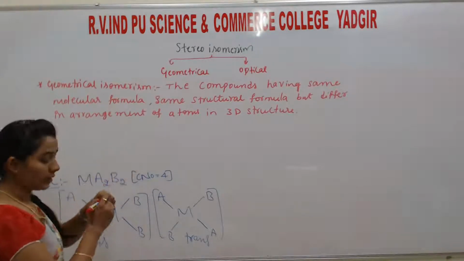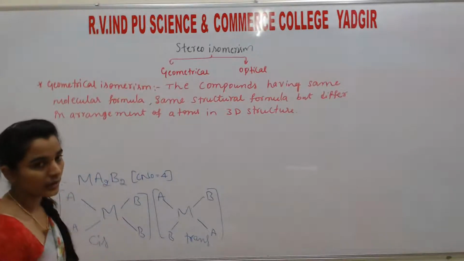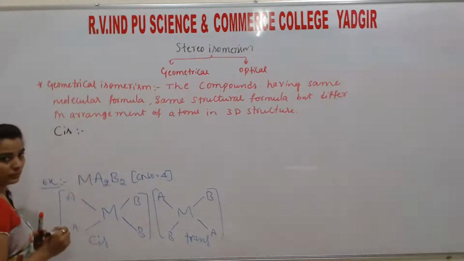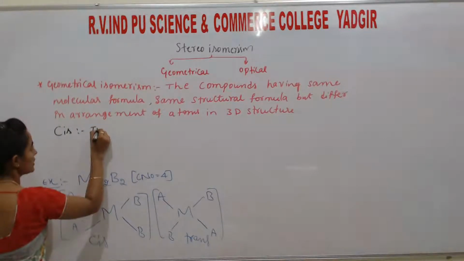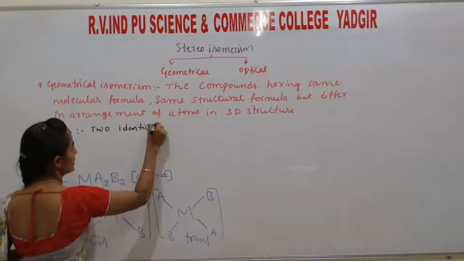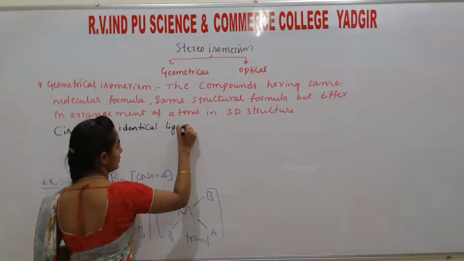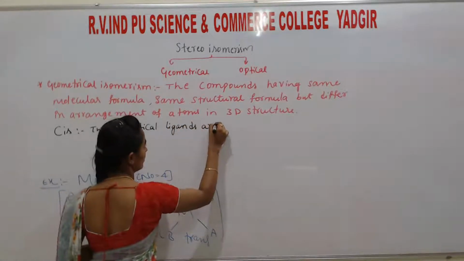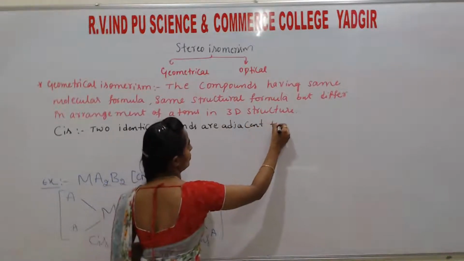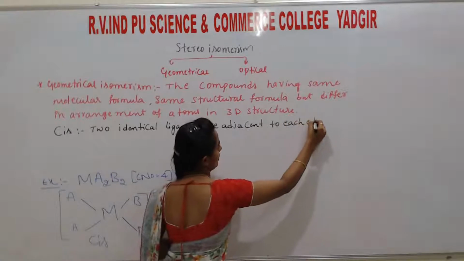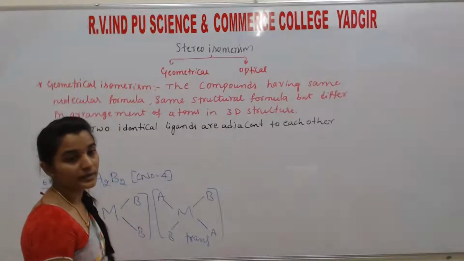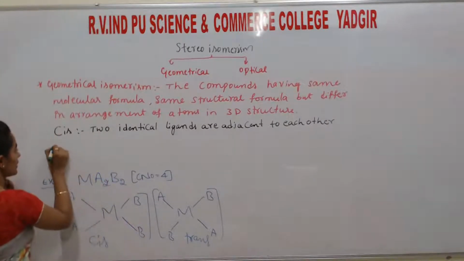Okay. So the types are there. One is cis, another one is trans. So what is cis isomer? Two identical ligands are adjacent to each other. Two identical atoms adjacent to each other are called cis isomers.